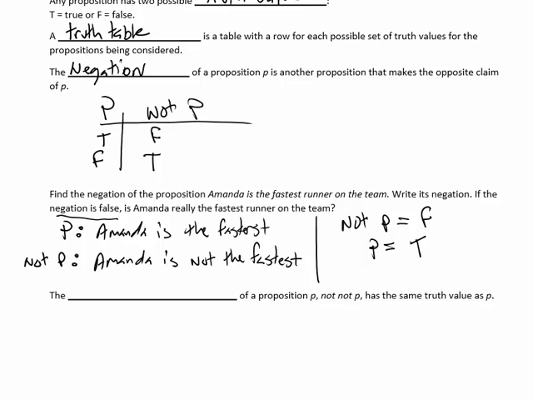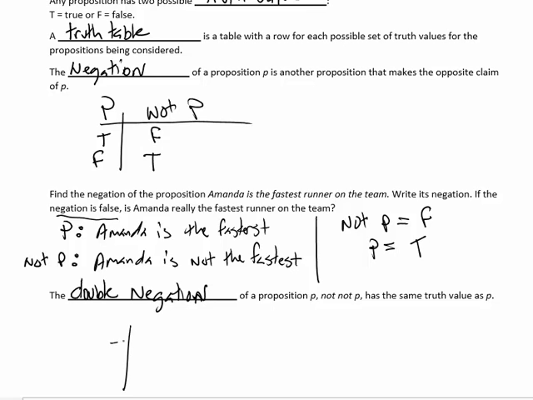Let's see, the blank of a proposition P, not P, has the same truth value as P, just when you thought it was getting interesting. Okay, so this is what's called a double negation. Something that in English we seem to like to do a lot of. It's where we have the not of a not, the opposite of the opposite. It's like the friend of my enemy is my friend, sort of thing.